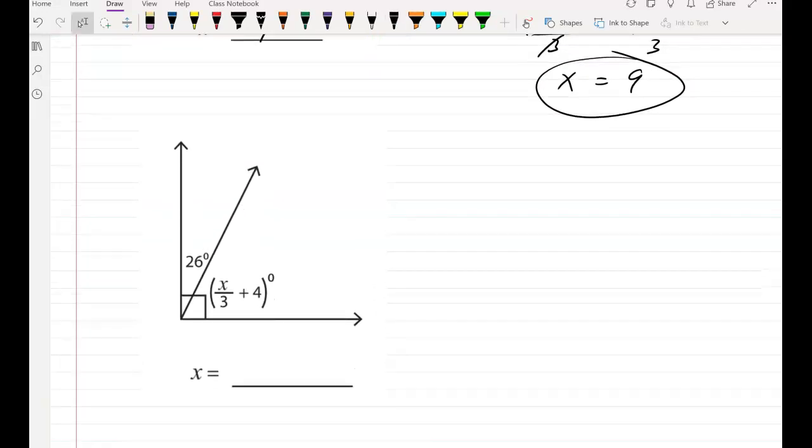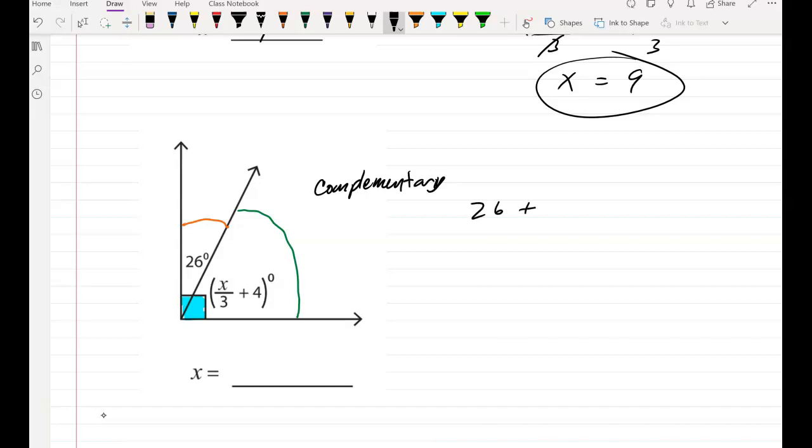All right, and now we have, see that right angle? That right angle means that these two angles, 26 degrees and x over 3 plus 4, should add up to be 90 because they are complementary. And complementary means that they have to add up to 90. So 26 degrees plus x over 3 plus 4 has to equal 90.